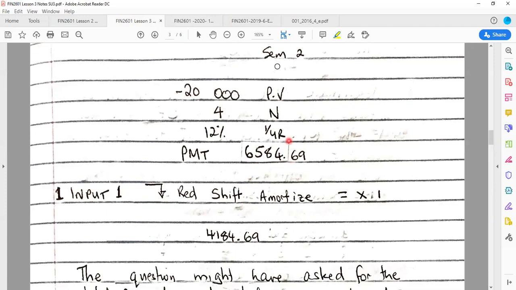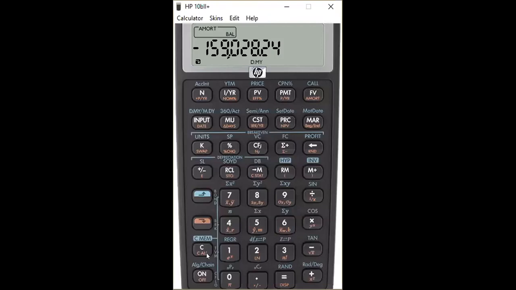Okay, so let's do this calculation. As always, we clear our calculator first. Please don't forget that. Then it's 20,000. This is our PV. 4 is our N. 12 is our interest. Then we press PMT. So we want to find out what happens in the first year, right? If we wanted to find out what happens in the second year, we would input 2, right? But here it's the first year, so we input 1, right? And then we press red shift.